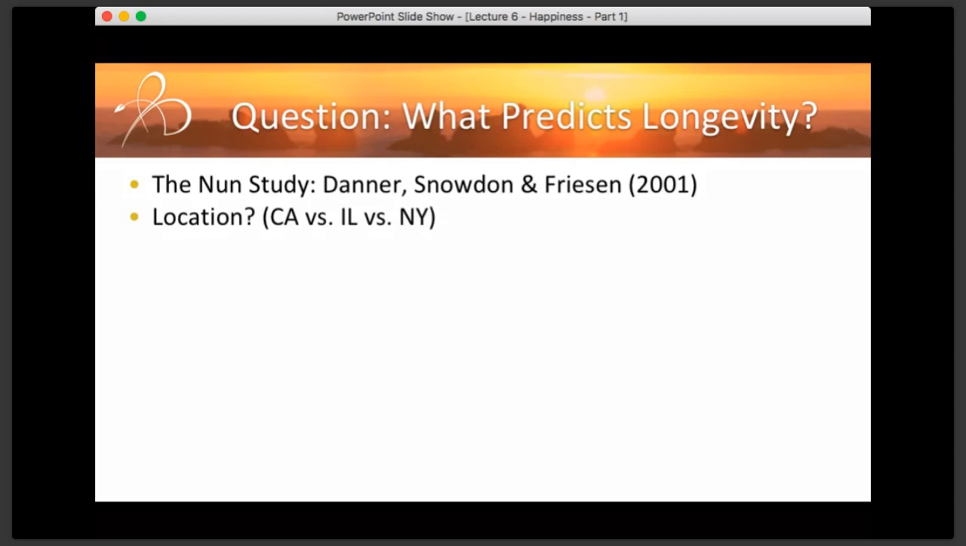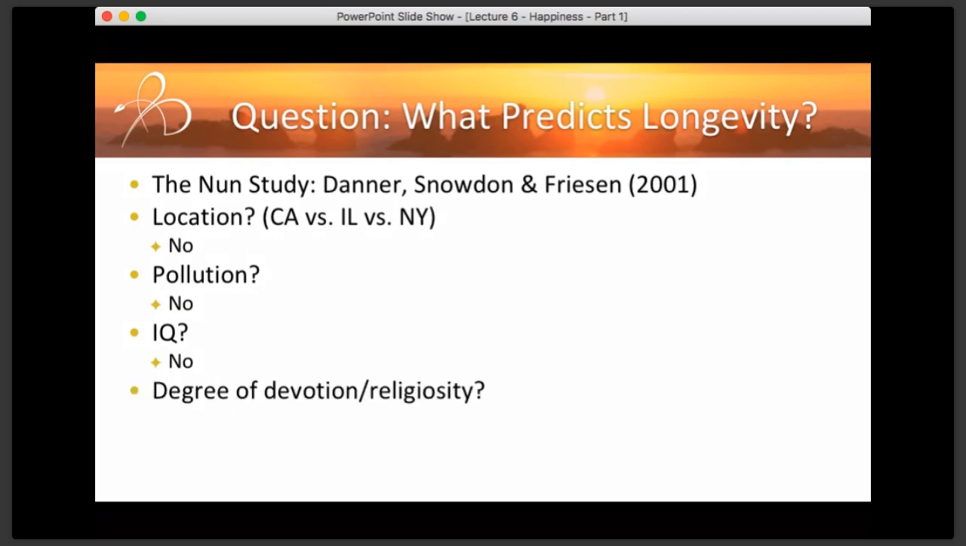For example, does living in a rural versus an urban environment predict longevity? Or, in certain states, sunnier climates versus winterier climates? The answer is no. There's no difference in longevity among those groups in terms of just where they live. What about pollution, right? The city versus the countryside, huge differences in pollution. That didn't affect longevity consistently. What about IQ? IQs were measured in these nuns. Were nuns with higher IQs likely to live longer than nuns with lower IQs? No. No effect of IQ.